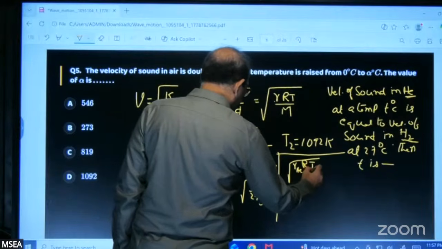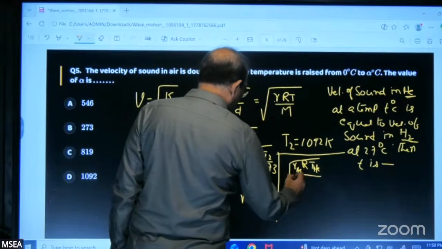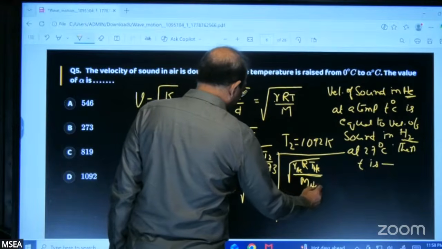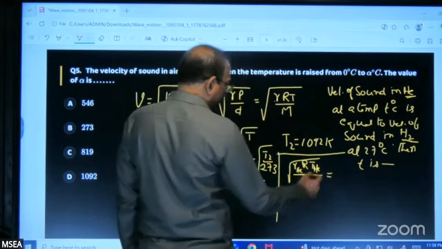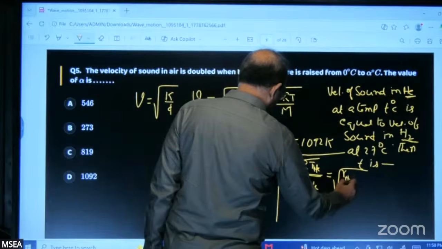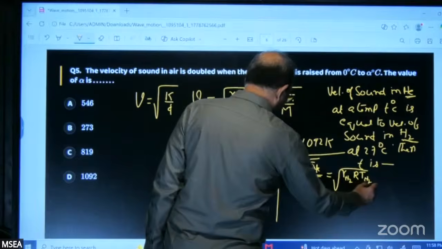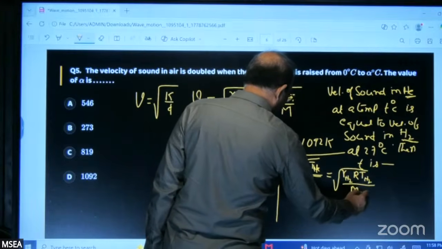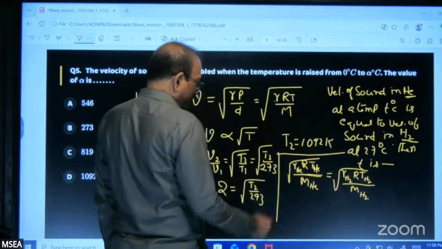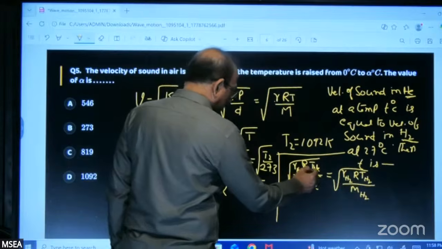So, root of gamma of helium times R times temperature of helium by molecular weight of helium is the velocity of sound in helium, equal to root of gamma of hydrogen times universal gas constant R times temperature of hydrogen by molecular weight of hydrogen. Equate them. Both sides root cancel. When you square it, R cancels.